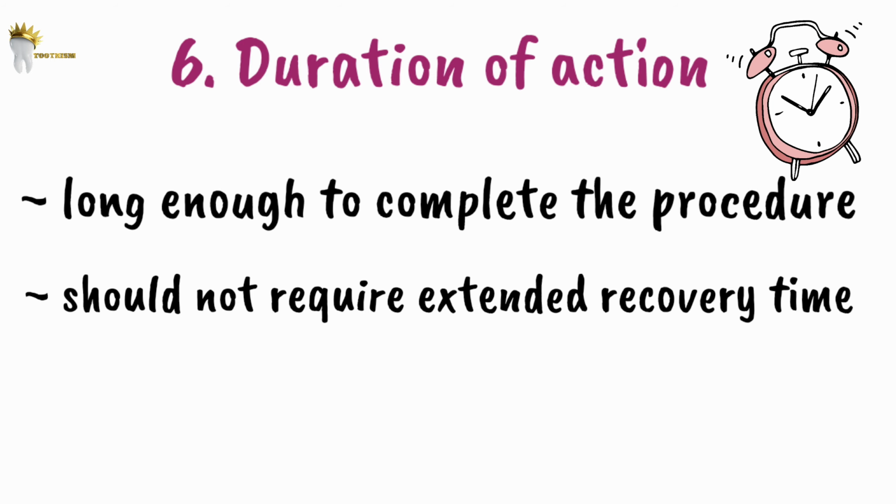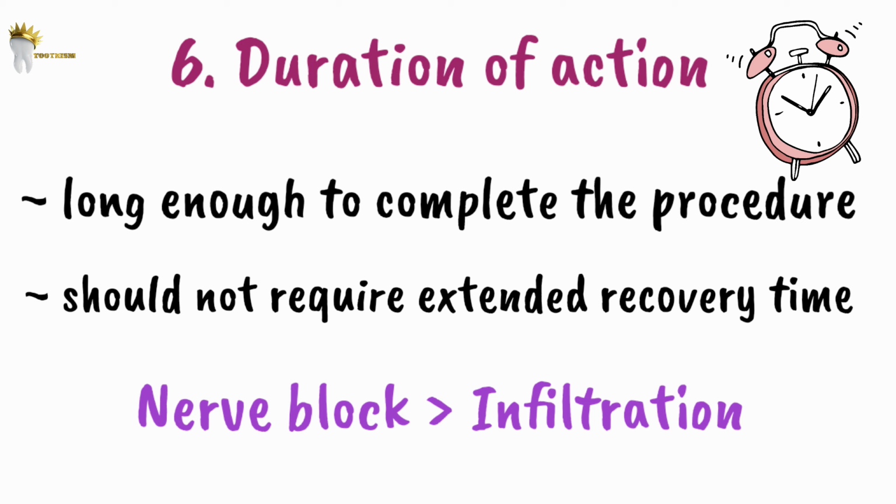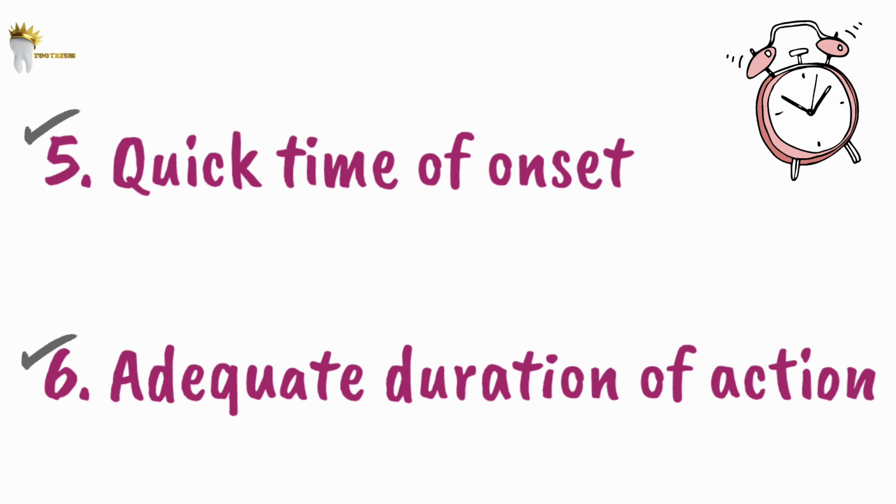Duration of action is different for different drugs, and it even differs among different preparations of the same drug, and also by the type of injection that is given. For example, a nerve block will have longer duration than a local infiltration. So depending upon the procedure that we are going to perform, we have to select the ideal local anesthetic for the patient. Most of the local anesthetics that we use fulfill these two criteria.